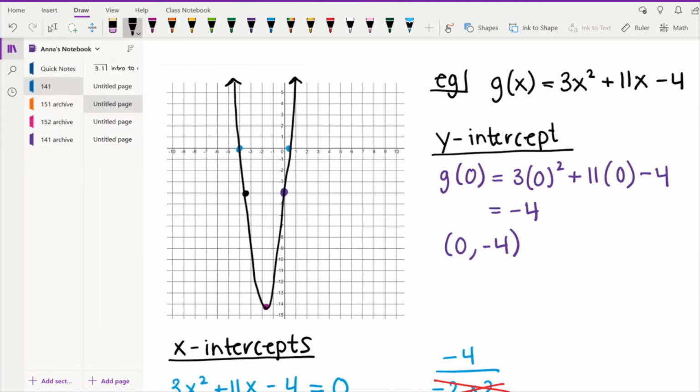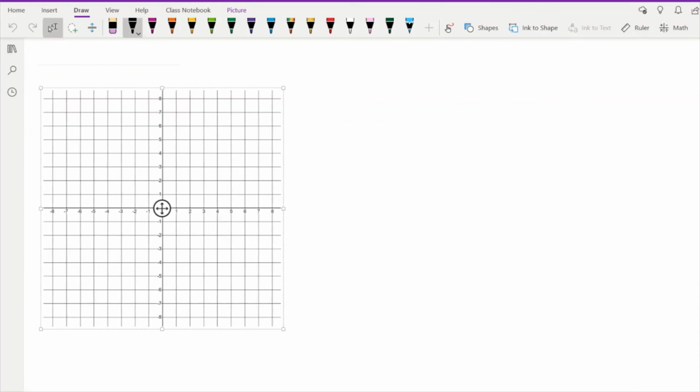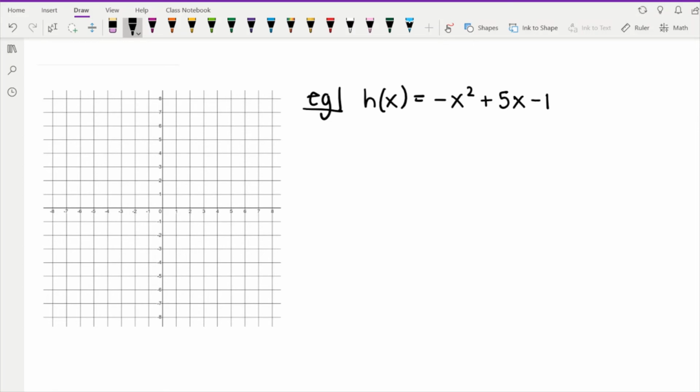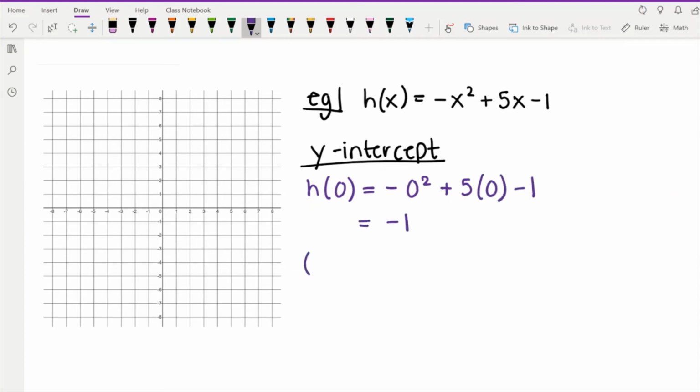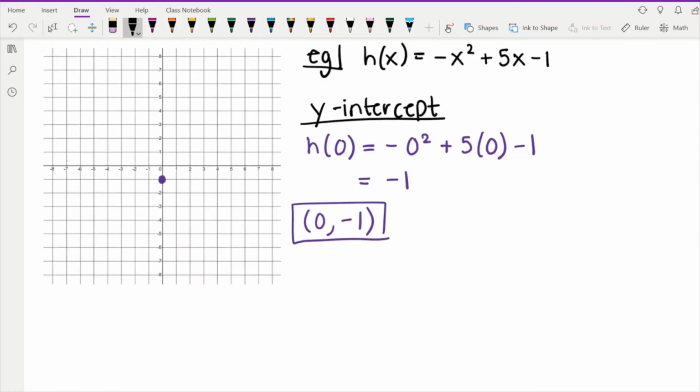Okay, we're going to do 2 more examples. The next example we're going to look at is h of x is equal to -x squared plus 5x minus 1. Again, let's start by finding the y-intercept. For the y-intercept, we're just going to plug in 0 for x. And we get -1, so that tells us our y-intercept is the point (0, -1). So here is our y-intercept. Okay, so moving on to the x-intercepts.